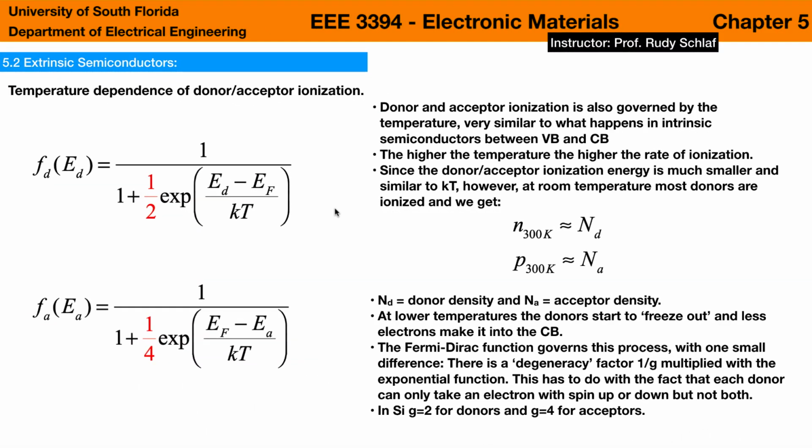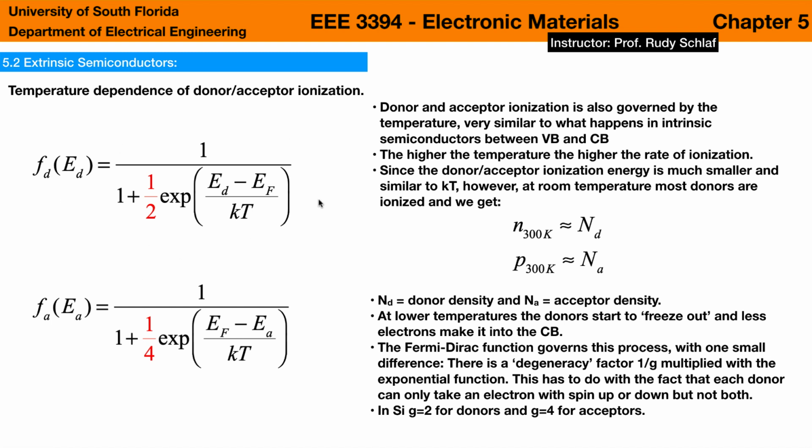I just told you that at room temperature most of these donors or acceptors are ionized in a semiconductor because it takes so little energy to liberate the electron from a donor or to capture an electron onto an acceptor. But it's interesting to look into how this ionization process of either one depends on the temperature. These two functions here give the probability that the ionization is happening. And so we have one here for the donors and one here for the acceptors. And of course these look very similar.